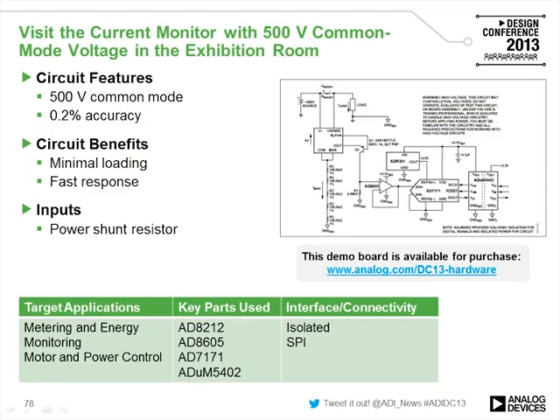I'd like to remind you to visit the current monitor with 500 volt common mode voltage demo in our exhibition room. This circuit features 500 volts of common mode with 0.2% accuracy. The circuit benefits include minimum loading and fast response. The circuit shows the AD8212 floating on a large common mode voltage and taking a current sense measurement that is then digitized and passed through an isolator.